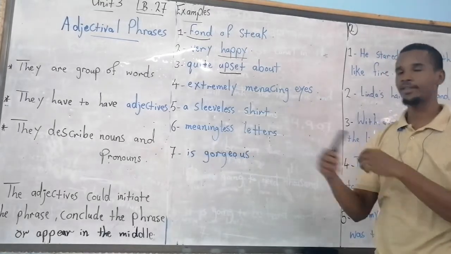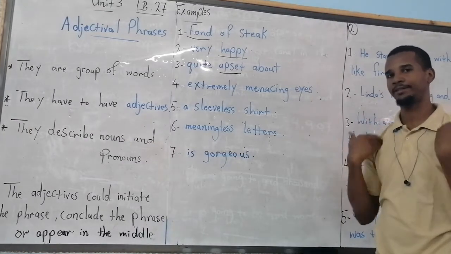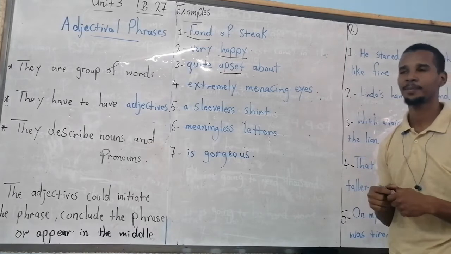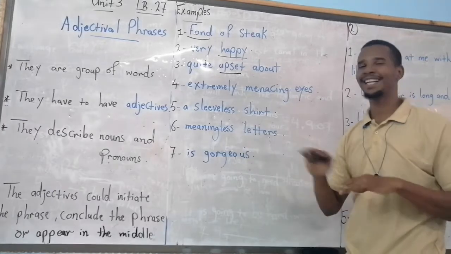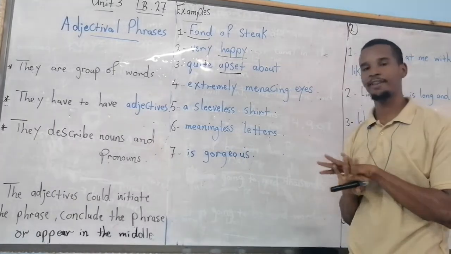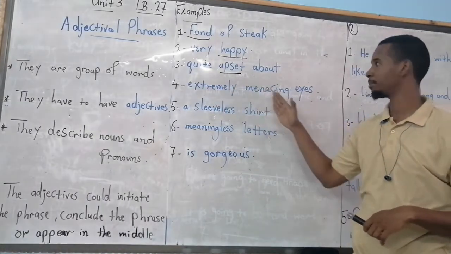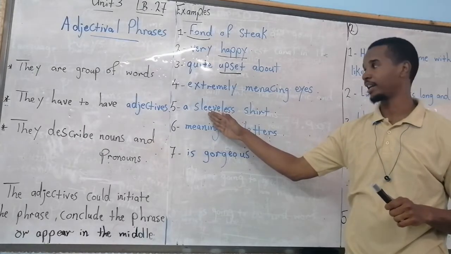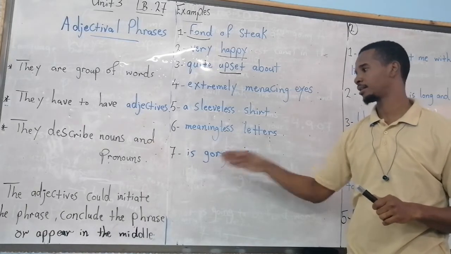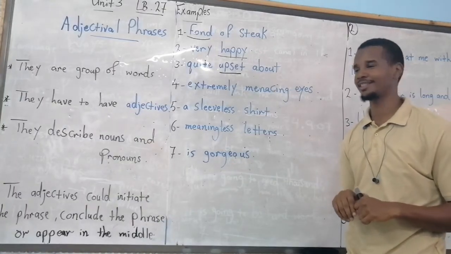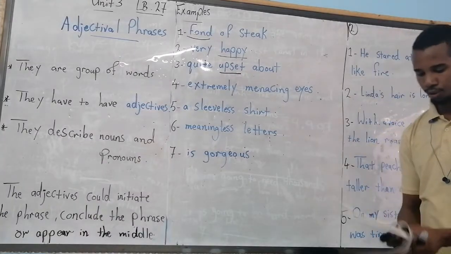Extremely menacing eyes. Sleeveless shirt. Just a shirt. This is not a shirt, this is a t-shirt. Imagine you have a shirt but sleeveless. Those who like to flex their muscles sometimes wear such shirts, don't they? A sleeveless shirt. Meaningless letters. Letters that do not have any meaning. And gorgeous. She looked at me with extremely menacing eyes. I saw a guy wearing a sleeveless shirt. He sent me meaningless letters, and that girl's hair is gorgeous. Done with these examples? Let's do exercise 2.